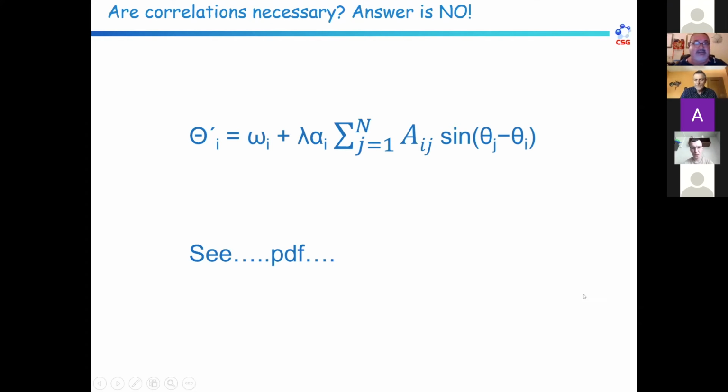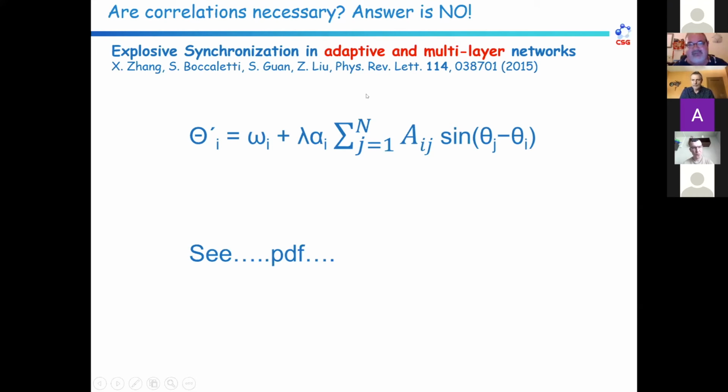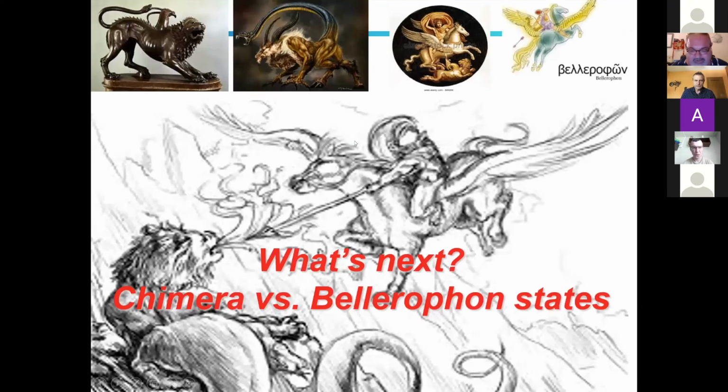We discussed, for example, situations in which you don't need to have emergence of correlations, but nevertheless, I want to use the next 15 minutes to describe this important new state that emerges in connection with the change in the synchronization transition properties. I think I have convinced you that the transition to synchronization can be first order like or second order like.